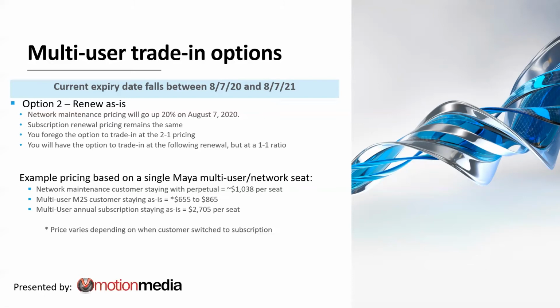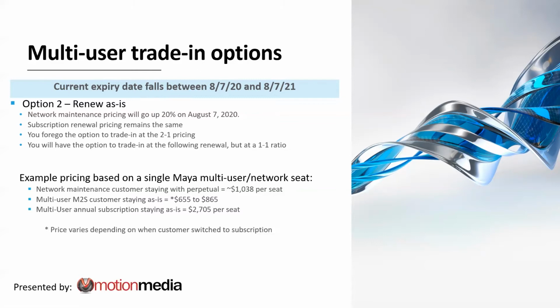Now, I'm basing all of this on Maya, because it's one of our most popular software packages, Maya and 3ds Max. If you have AEC collection, product design collection, all of these things, the pricing will be different, but it will still go up 20% from whatever your renewal price was. You forego the option of getting that 2-for-1. So it's a one-time offer only.